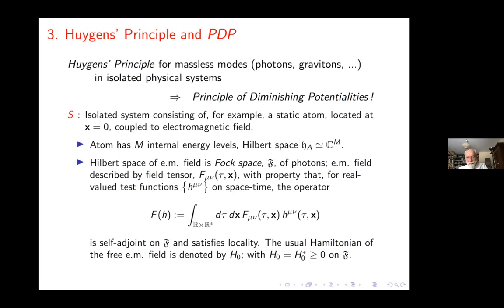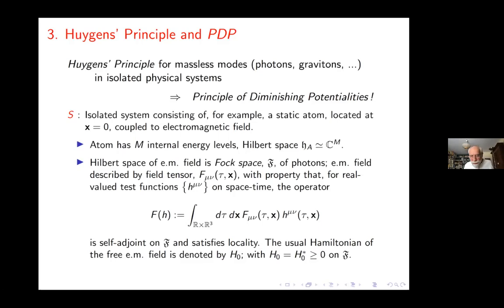Here τ is time, x is space, with the property that for real-valued test functions h^μν on space-time, the operator F_h, which is the field tensor smeared out with these test functions h^μν, actually defines a self-adjoint operator on Fock space. And these field operators satisfy the usual locality axiom of quantum field theory. So that's certainly a fact and can be verified as long as we consider the free, non-interacting electromagnetic field. I denote the Hamiltonian of the free electromagnetic field by H_0.